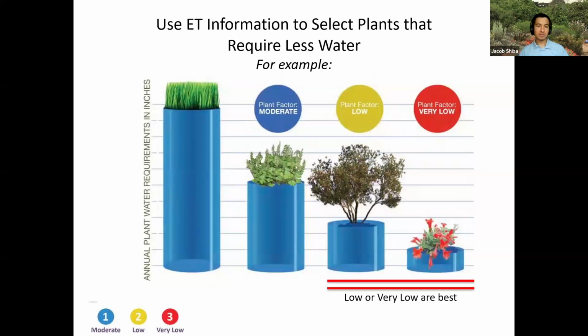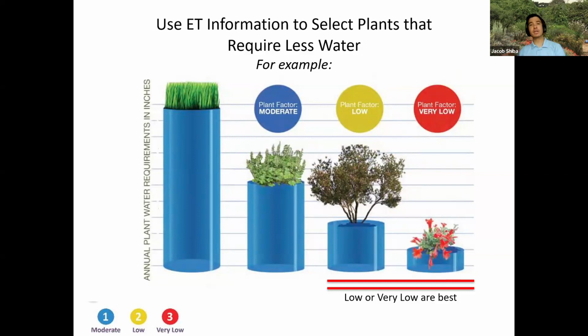Now, in order to select the types of plants that are appropriate for your landscape, you want to keep this idea of evapotranspiration in mind. So I mentioned that cool season grass is what we call a high water user. Depending on which area you live in, it varies how many inches of water are required per year throughout the United States or even throughout the world. But know that this is the biggest water user.